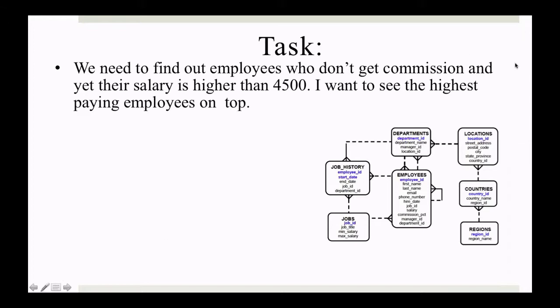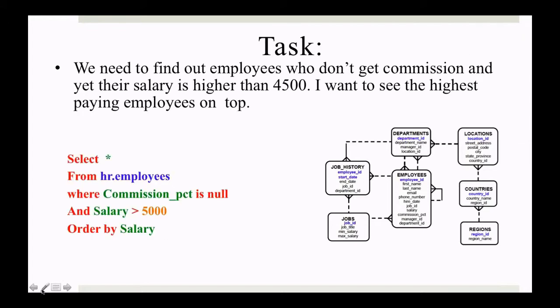So let's see. The answer for this one is select star. Well, you would say select star from HR.employees where commission_percentage is null and salary is greater than 5,000, because that's, well, it should be 4,500. Making a lot of mistakes in my PowerPoint, but yeah, salary is greater than 4,500, and then you would do an order by salary. However, you want the highest paid employee on top, so it's going to be a descending one over here.